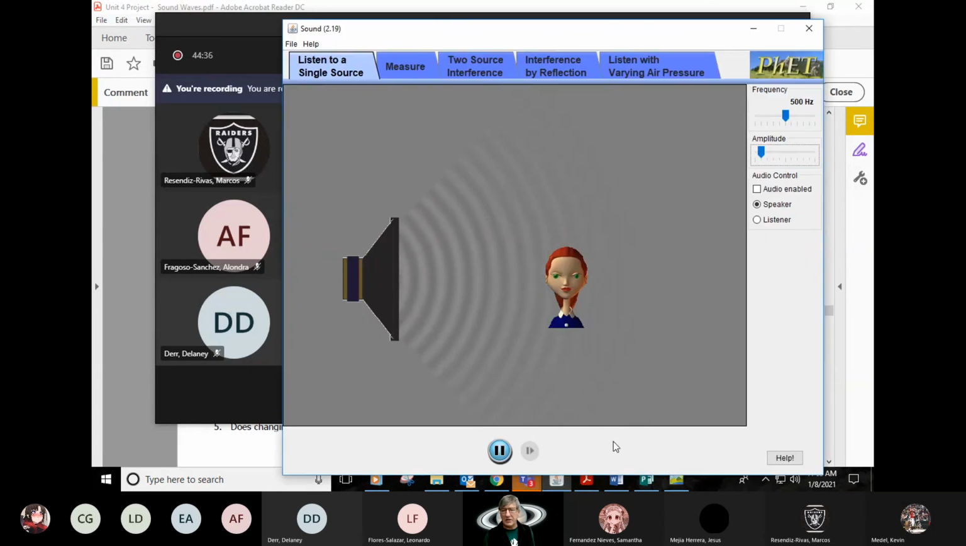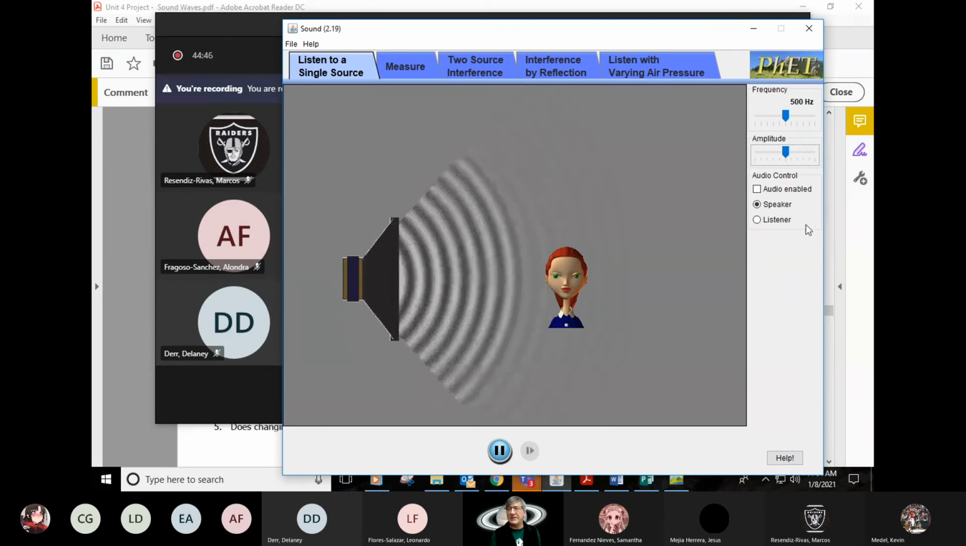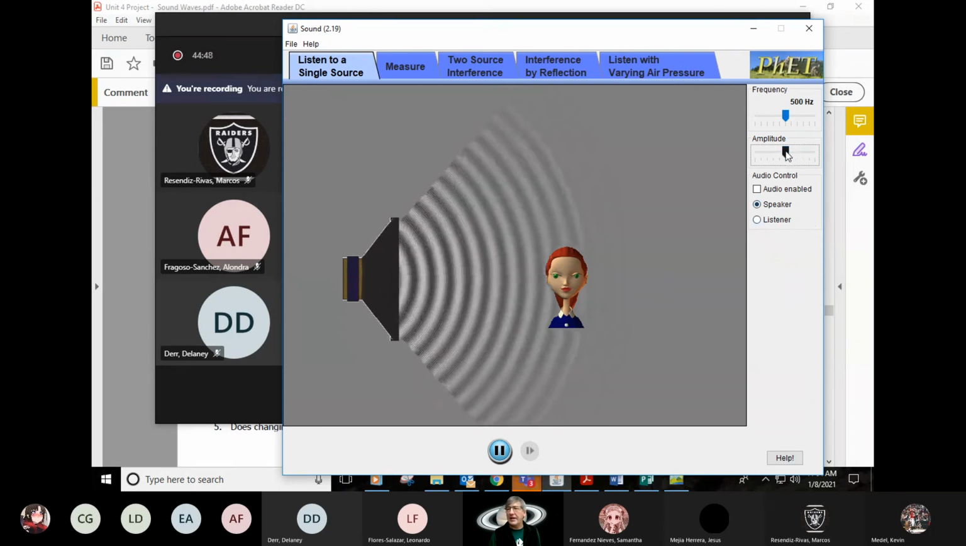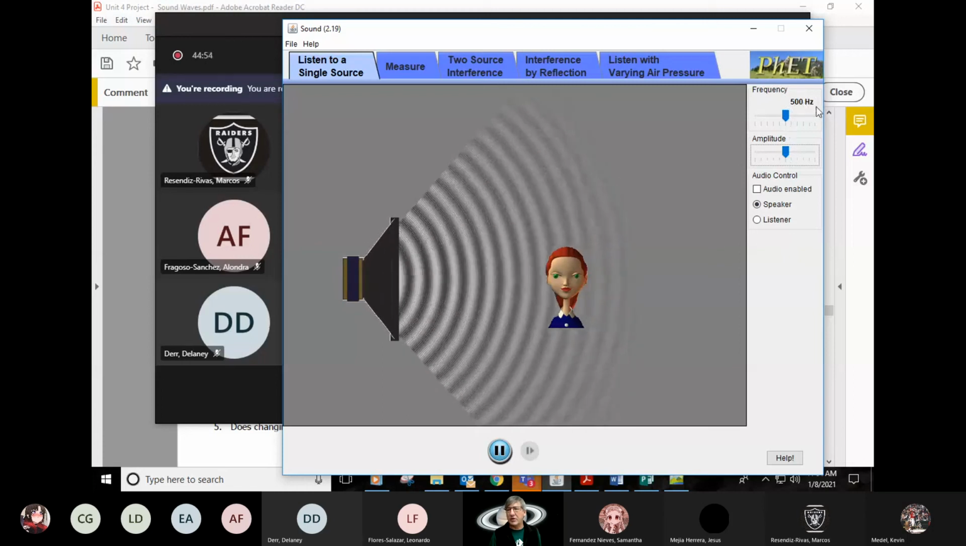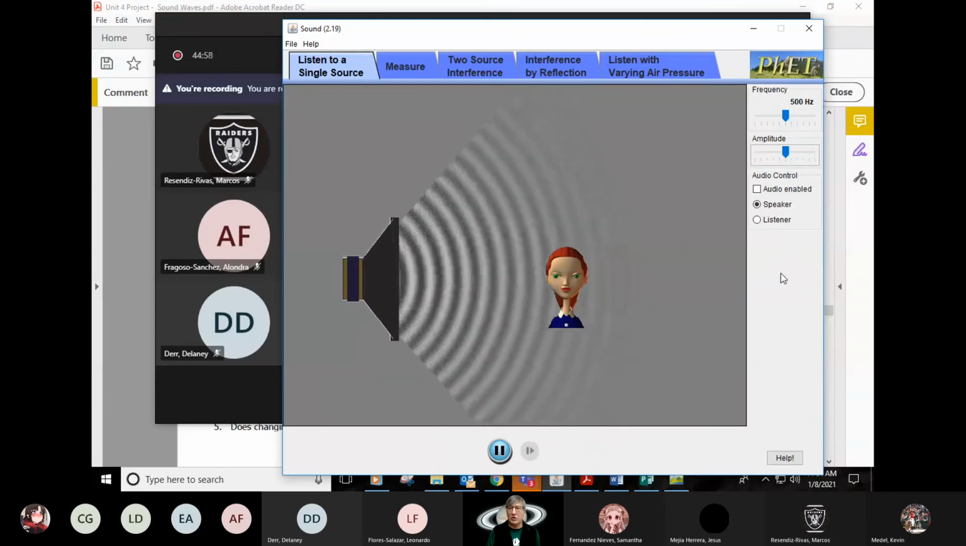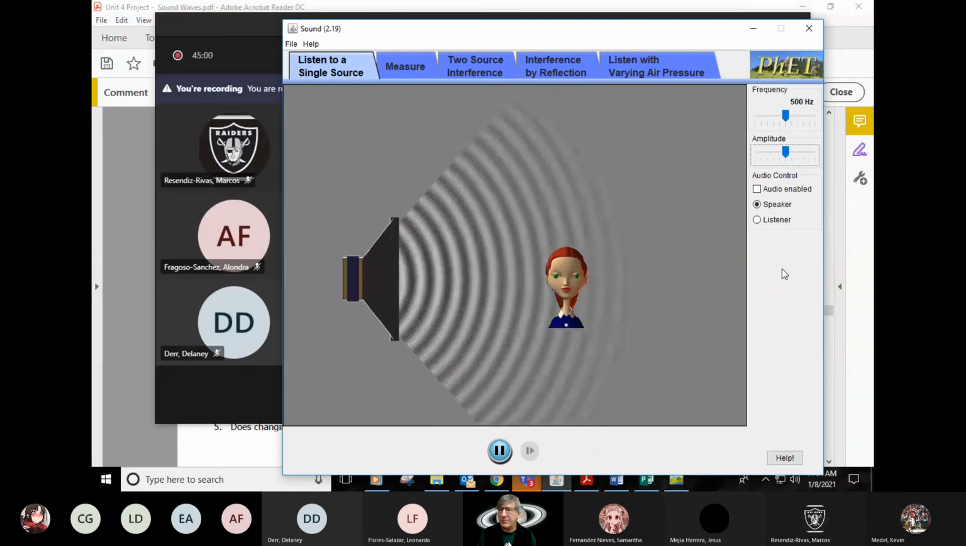And again, if you need to come back and view any of this, it'll be posted later today is my plan. So I'm going to put the amplitude in the middle, and I'm just going to leave it there the entire time, and I'm going to change the frequency, which is measured in hertz. Hz is the symbol for hertz. It's named after a scientist, Dr. Hertz, who first described this.